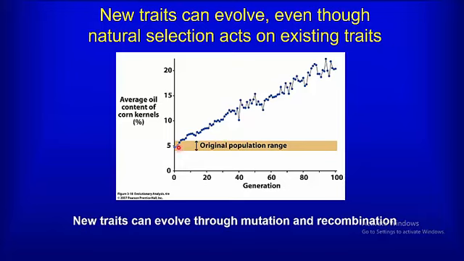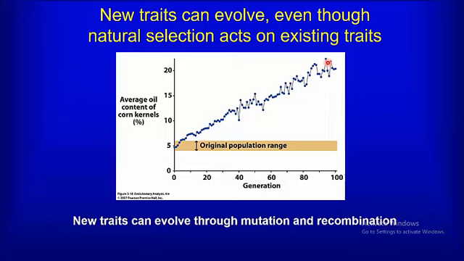So this is a very famous example where they were selecting for the average amount of oil in the kernels of corn. And if you look at this yellow band, this is the range in the original population. And as you can see, very quickly, in less than 10 generations, the population mean went beyond the original population range, and then over a few more, about 100 generations or so, even the mean had gone far, far, far beyond the original population range. So how is this possible?